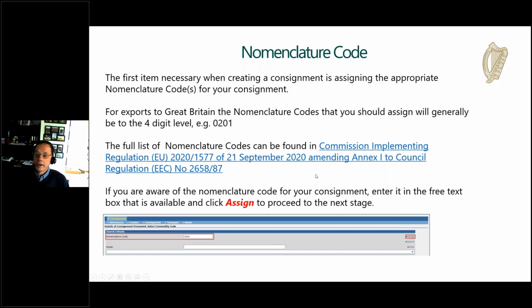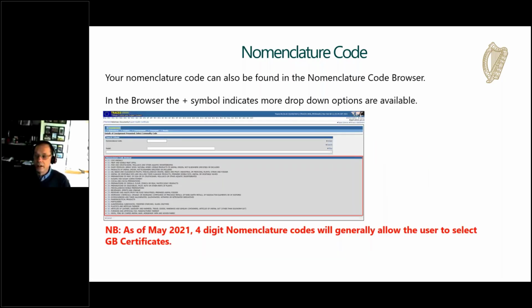Your code can also be found in the code browser if you don't know it. In the browser, the plus symbol down here on the left-hand side indicates that more drop-down menus are available.